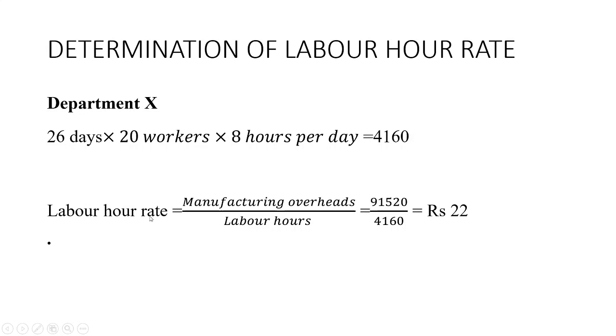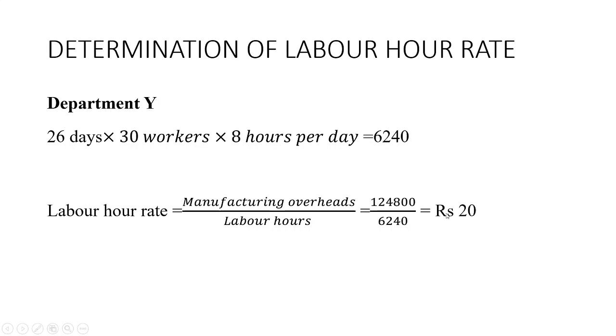So the labor hour rate is equal to manufacturing overheads divided by labor hours, which is 91,520 for department X divided by 4,160, which is equal to rupees 22. So for department X, manufacturing overheads are 91,520 and the labor hours for department X which we have calculated is 4,160. So 91,520 divided by 4,160, labor hour rate is rupees 22.